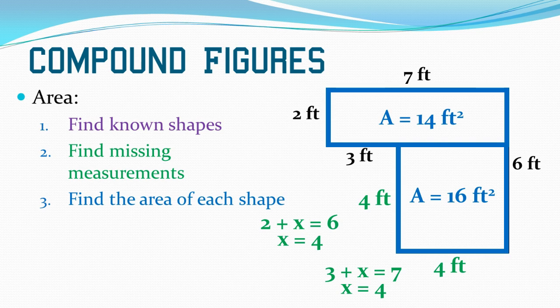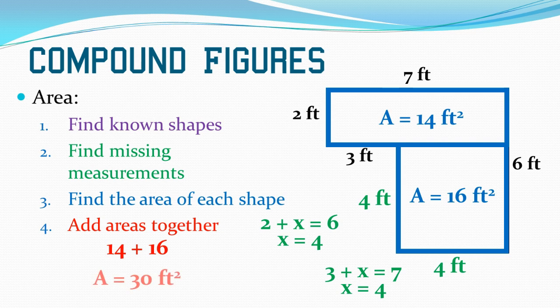And notice the unit is always squared. Last step is to add all of the areas together. One shape is 14 feet squared, one shape is 16 feet squared, so I add those together. 14 plus 16 gives me 30 square feet.